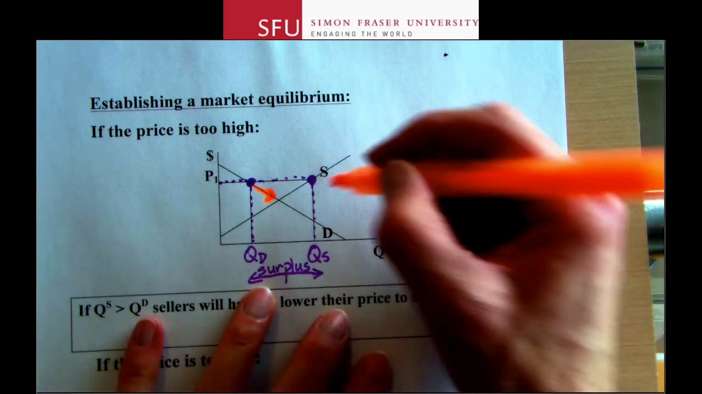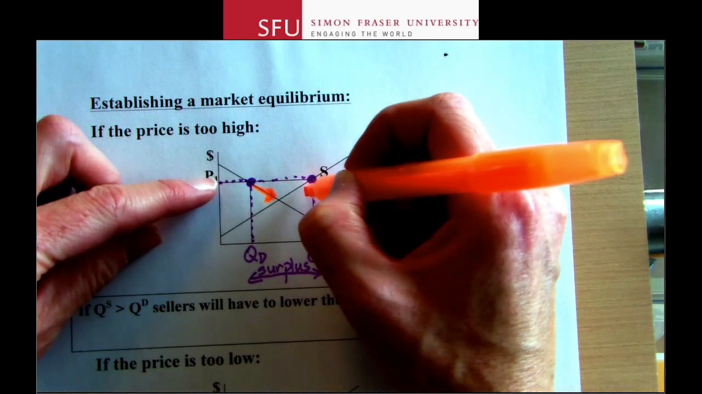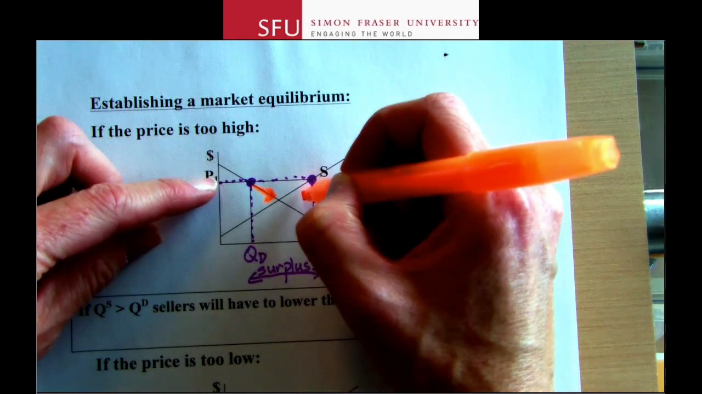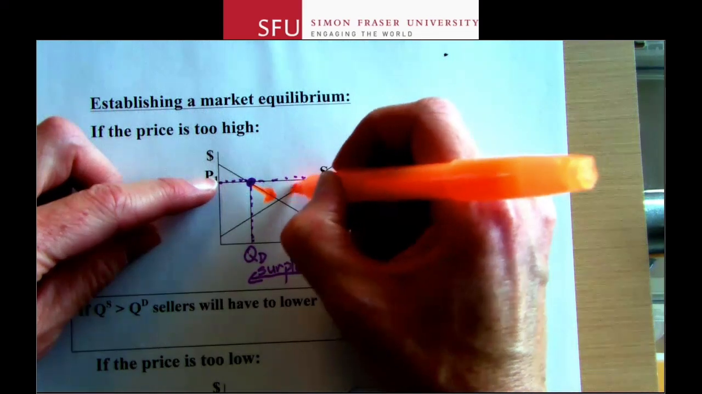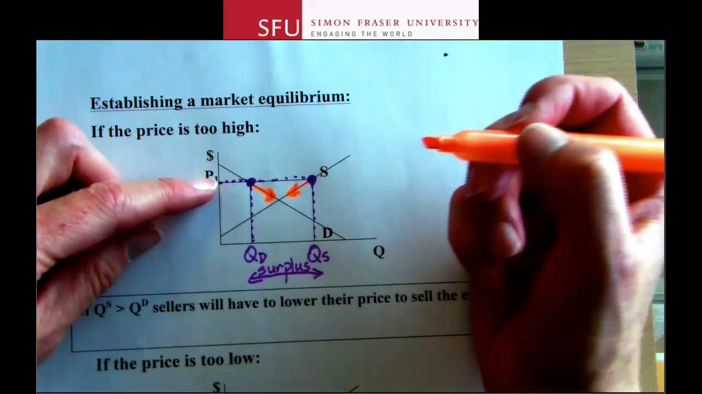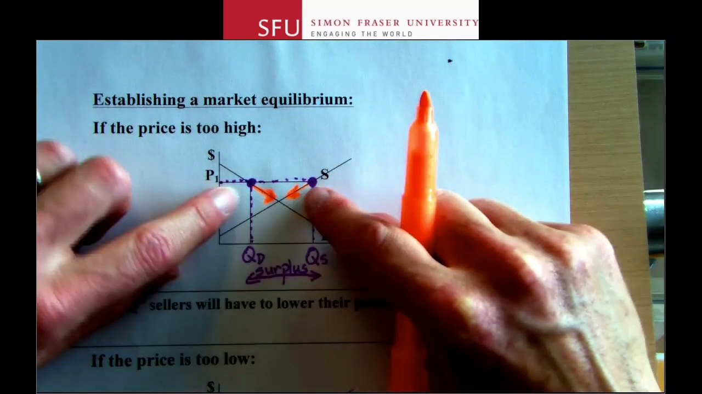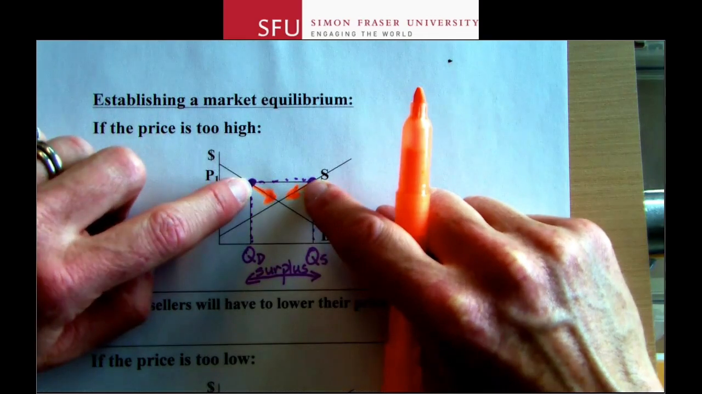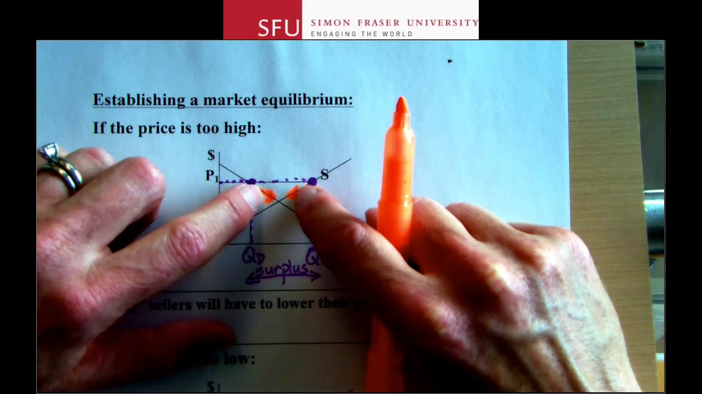At the same time, as the price is going down, it's less profitable to make the good. So you're going to make less of the good. And so sellers will decrease the quantity that they are producing. Okay, so as the price goes down, consumers are buying more, and sellers are going to produce less.